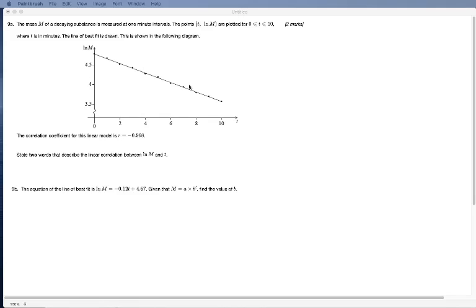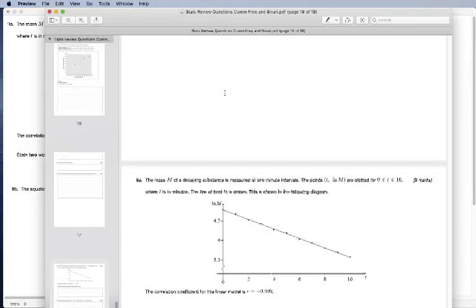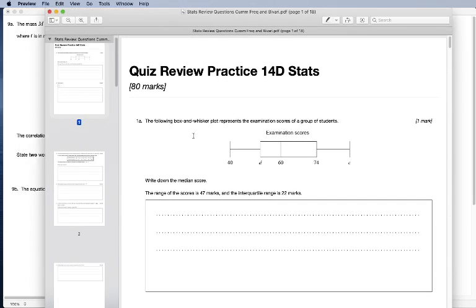Okay, I noticed this one in the package here. This package that I sent out is called Stats Review Questions, Cumulative Frequency and Bivariate Statistics. So this is just in case you want to see which file this is from. It starts off with a box and whisker. So quiz review, practice 14D stats.